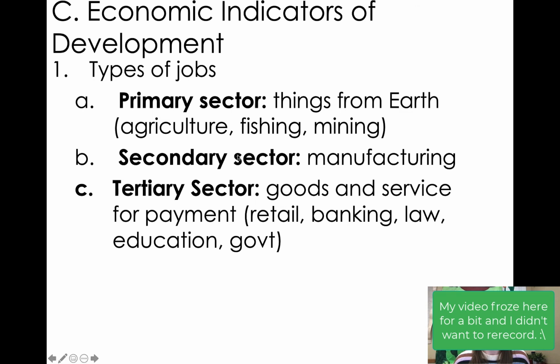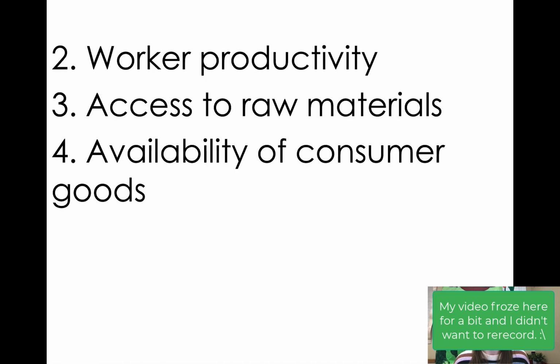In agriculture, maybe we're processing vegetables, putting them in cans, freezing them, putting them in other food products, whatever we happen to be doing. Then tertiary, this is the one we talked about last unit, is goods and services for payment. So retail, banking, law, education, government, things like that. Anything where we're performing a service and getting paid.